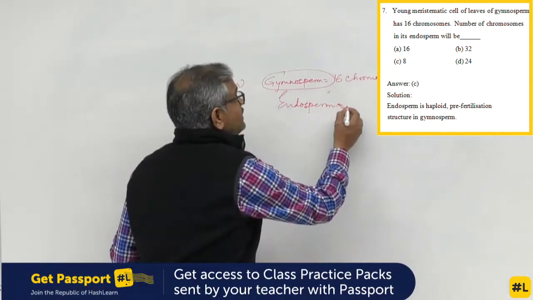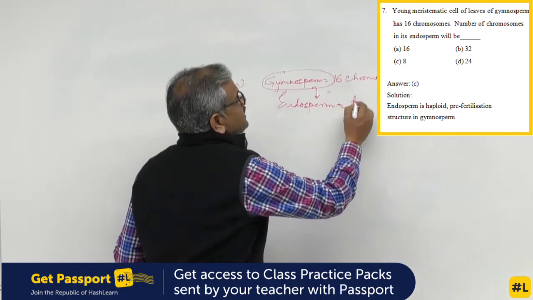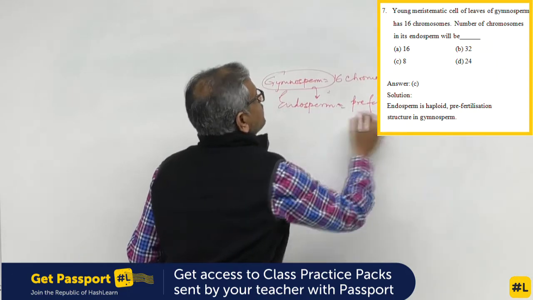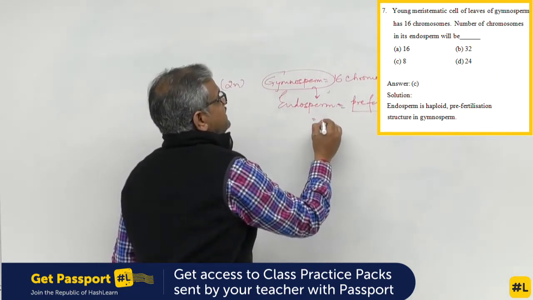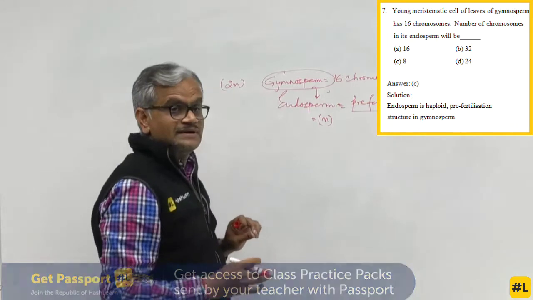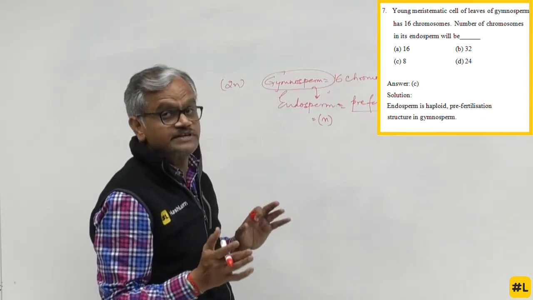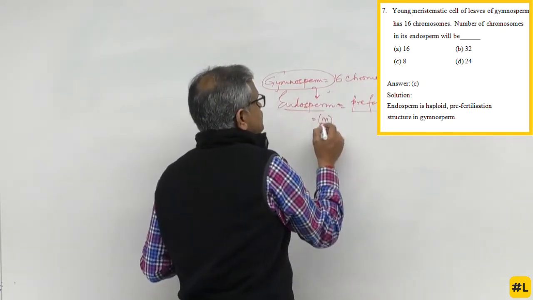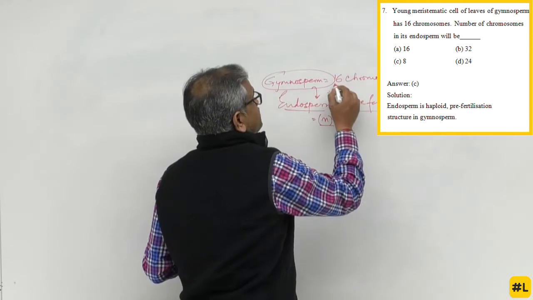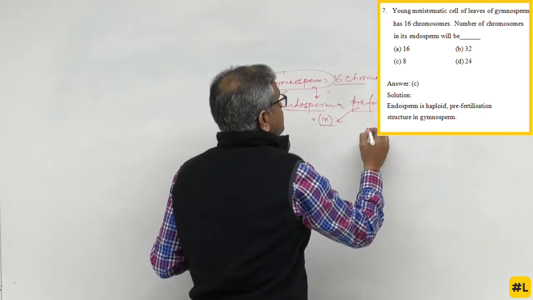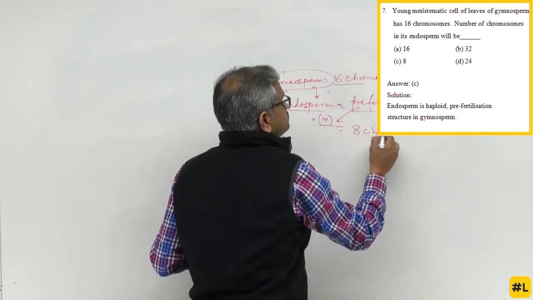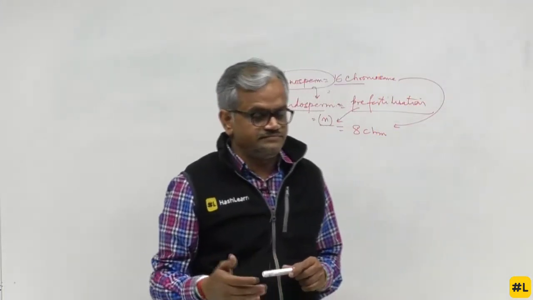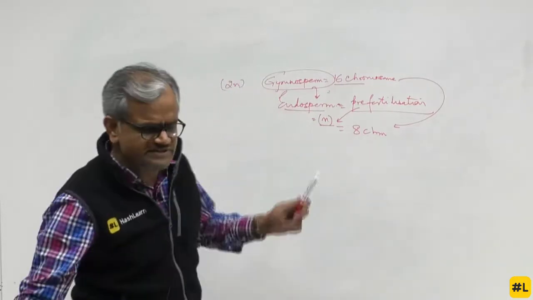This endosperm, in case of gymnosperm, is a pre-fertilization stage. And when I say pre-fertilization stage, means it is a haploid structure. This is a very big difference between gymnosperms and angiosperms that I am going to tell you today. In this case, when endosperm is haploid, a pre-fertilization stage, that's 16 chromosomes, so this becomes N, that is 8 chromosomes. So answer for yesterday's question is option C, right? So it's very simple here.